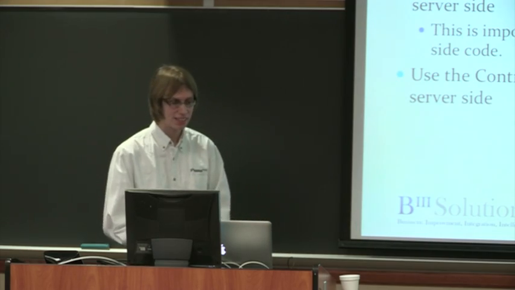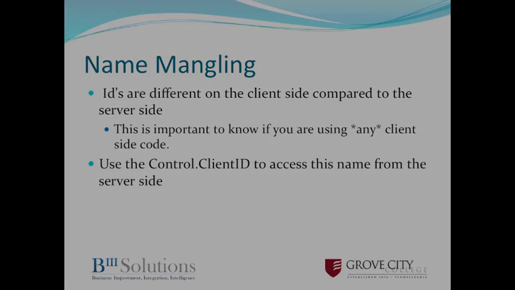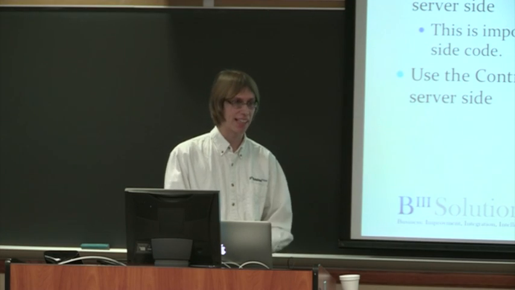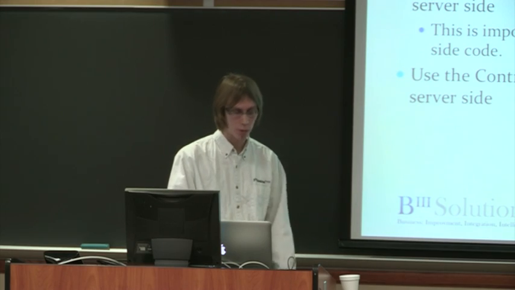If you do need to access these from the client side, or at least know the client ID in your code behind, you would access control.ClientID. This is commonly used when you're dealing with JavaScript or just anything that writes back to the client, where the client needs to know about it. More for client-side code.